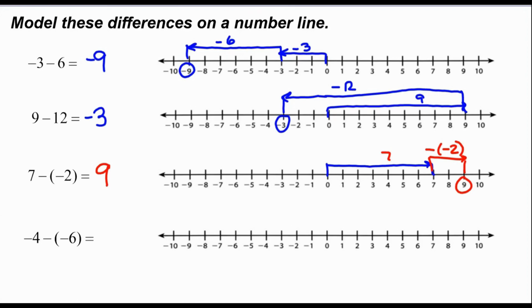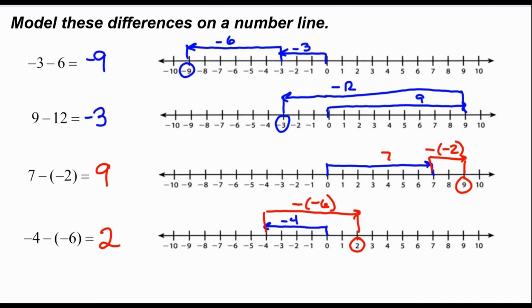Next one, negative 4 minus negative 6. So I'm going to start at negative 4 on the number line. And I'm taking a negative 6 away. So I'm taking a negative away. That's going to increase the value by 6. So I'm going to increase the value by 6. That would be 4, 5, 6. Taking a negative 6 away is like increasing it by 6, and that's going to put me at positive 2. So negative 4 minus negative 6 is actually positive 2.